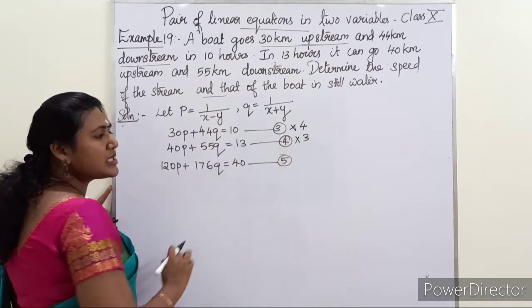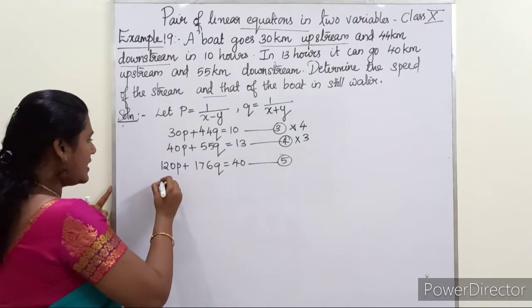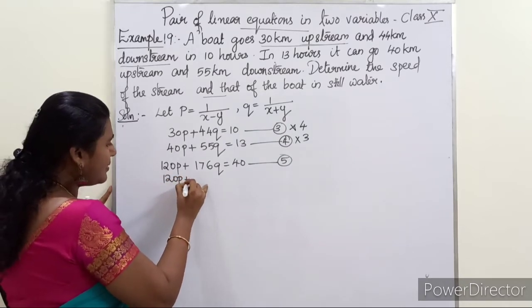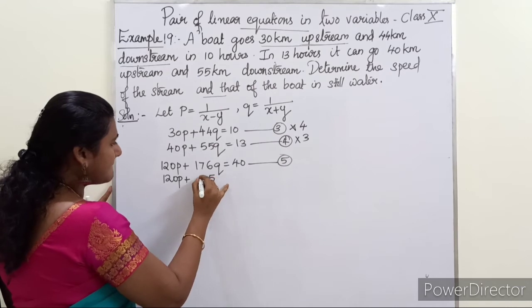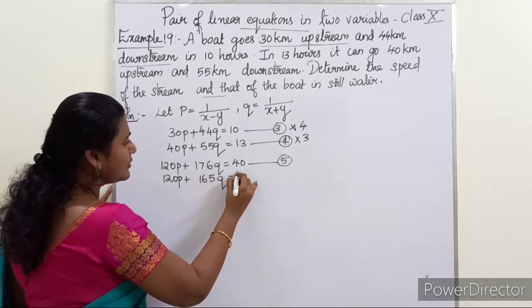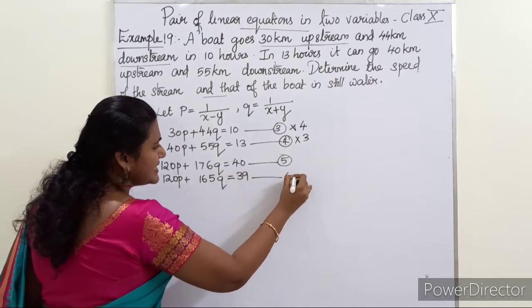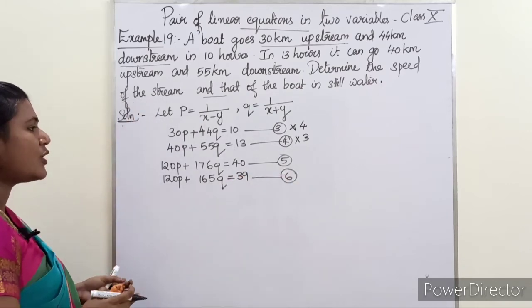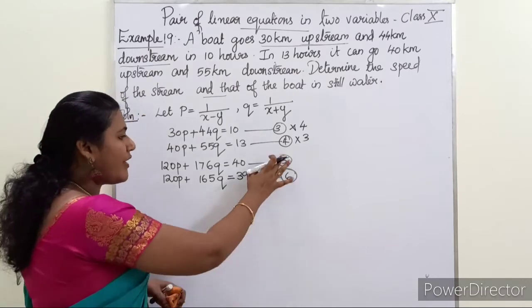And the fourth equation we have to multiply by 3. So 120p plus 165q is equal to 39. So this is the next equation, the sixth equation. So we got two equations now, 5 and 6.